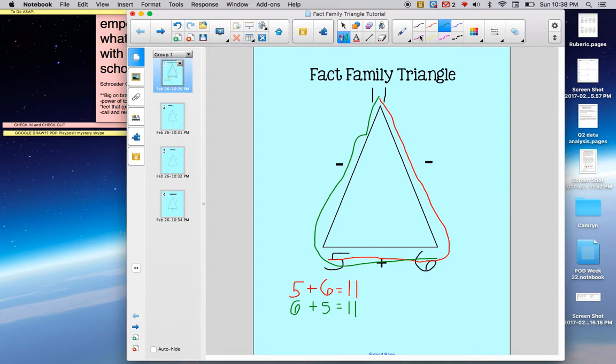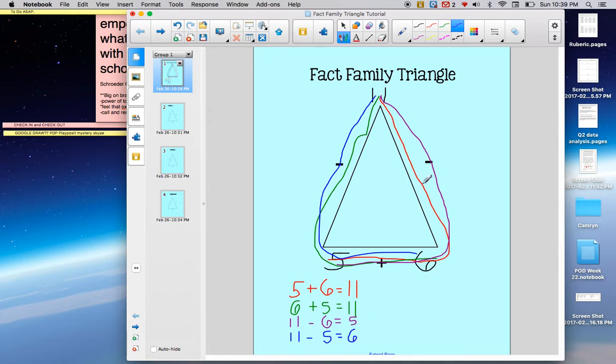So now our next little road we're going to travel is we're going to start at the top at 11, and we're going to take away 6, and it equals 5. And I can also go the other direction, starting again at the top, 11, take away. So you notice I'm hitting that takeaway sign. 5 equals 6. So 11 take away 5 equals 6.